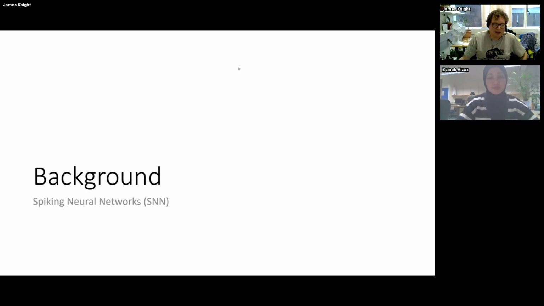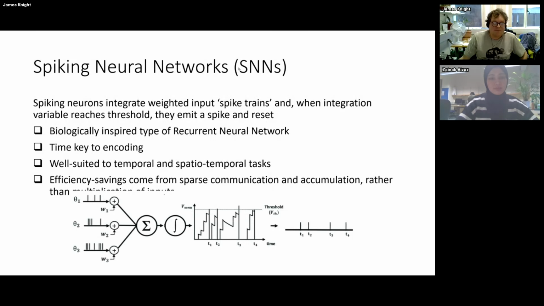So some background: spiking neural networks, what are they? I hope at this point in 2026, we all know what artificial neural networks are. Spiking neural networks are a biologically inspired sort of recurrent neural network. The key difference is that rather than the neurons having analog activations, they have binary spiking activations. The spiking neurons integrate these weighted binary spiking inputs, and then they emit spikes of their own. This is inspired by biology because in most parts of the brain, this is how biological neurons work.